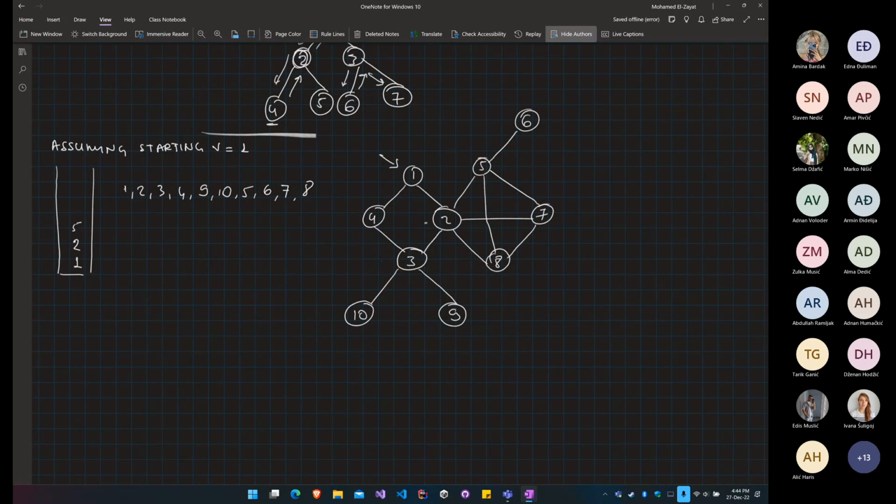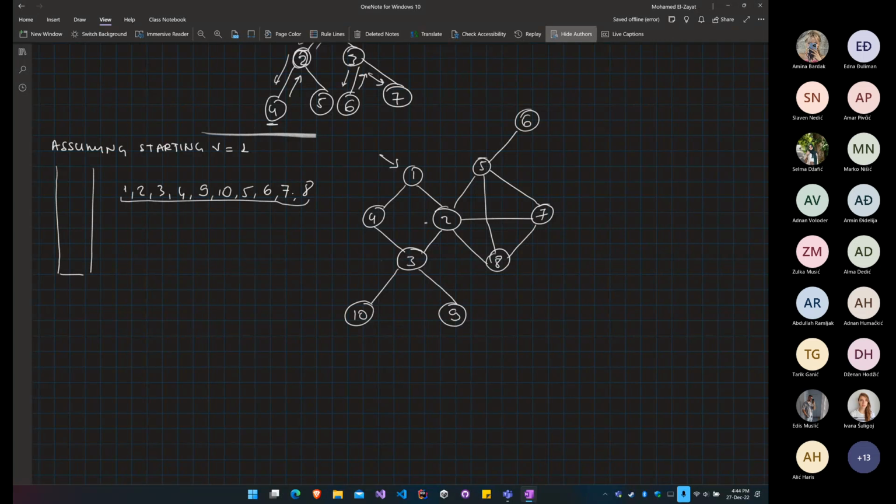You look at 5. 5 has already been explored, coming from 2 and 7 and 8, so we pop it off the stack. 2 has already been fully explored, so we're going to pop 2 from the stack. And then when you look at 1, it has been fully explored, so we pop 1 from the stack. So we have traversed the full graph using DFS.